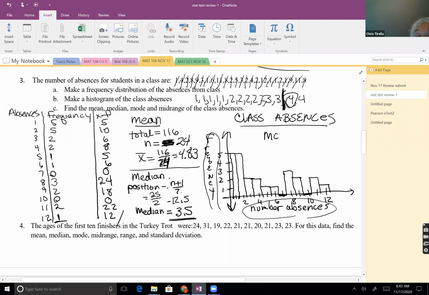Next, the mode. The mode is a value that happens most often. It has the highest frequency. And so we have 2 modes here, both 1 and 2. And lastly, the mid-range, we said, is the highest value plus the lowest value divided by 2. So that would be 1 plus 12 over 2, which would give me 6.5.